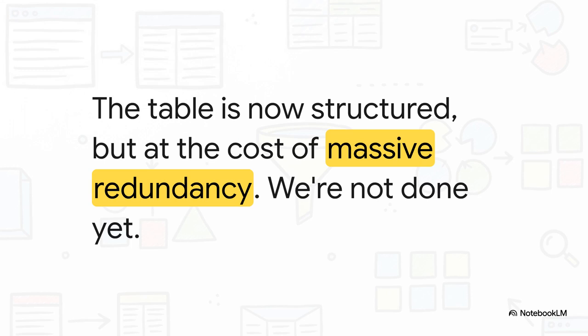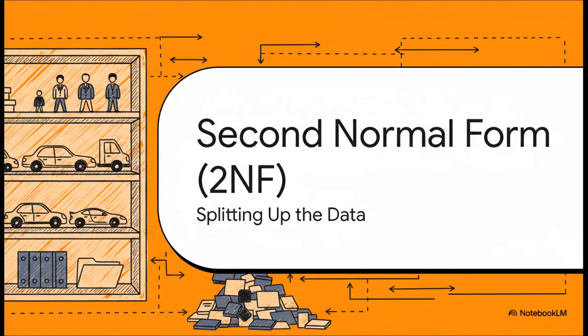Just look at all that repeated information. A massive amount of redundancy. Hans Meyer's name and his address are repeated. We're definitely not storing information efficiently, and you know what? We're still at risk for some of those anomalies. This means we are not done yet. So let's move on to the next stage.